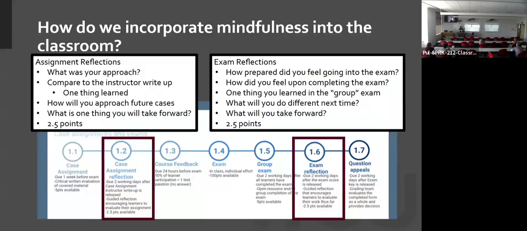And we do the reflections after each assignment and after the exam process, after the group exam's done and scores are released. And essentially what I'm asking on here is, what was your approach? Tell me something you learned. Tell me something you're going to do different next time. What are you taking forward?